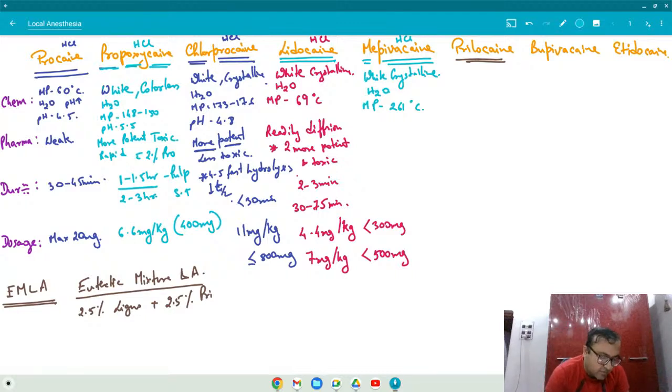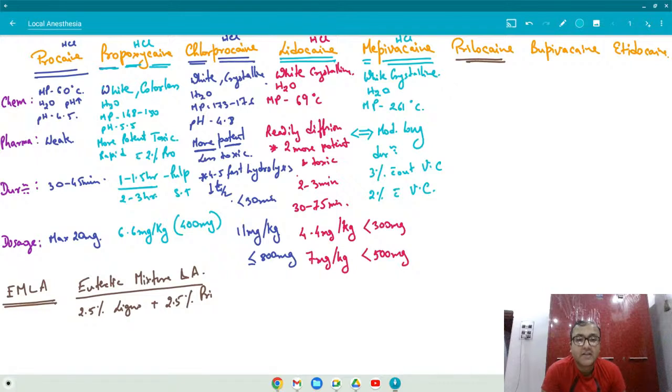Now then we have pharmacology. Remember, it is the same as that of lidocaine, and it has a moderately long duration of action. This is the only thing that you need to remember. Normally, mepivacaine is used as a 3% concentration without vasoconstrictor, and 2% concentration with vasoconstrictor.